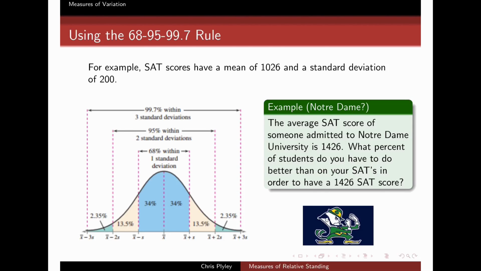And so one more example for today, just give this one a shot. Let's assume the same mean and standard deviation of SAT scores, the mean 1026, the standard deviation of 200. The average SAT score of somebody who's admitted to Notre Dame University, and this is true data, is 1426. So what percentage of students do you need to score better than on your SAT if you want to have an SAT score that's equal to 1426? If you score 1426, what percentage of people have you beat? Think about that for a second, and I'll tell you the answer in a minute.